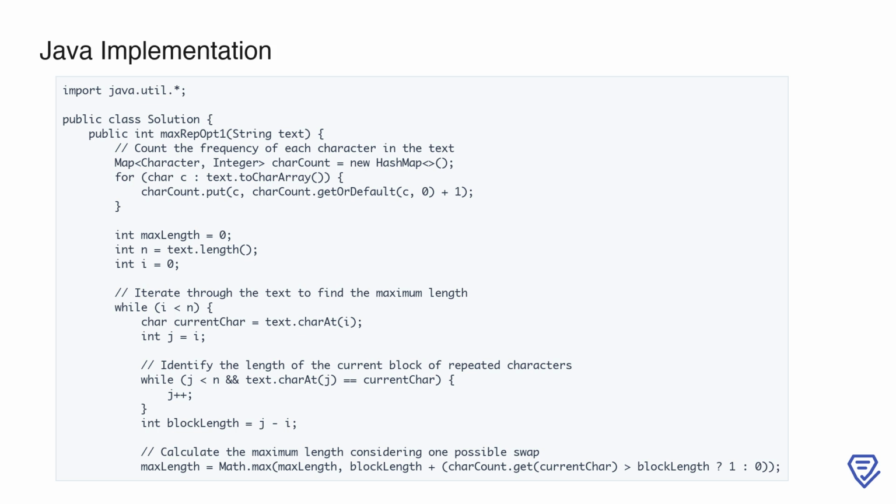This is done by checking if the total count of the character exceeds the block length, allowing us to add one more to the block. The maxLength variable is updated accordingly.